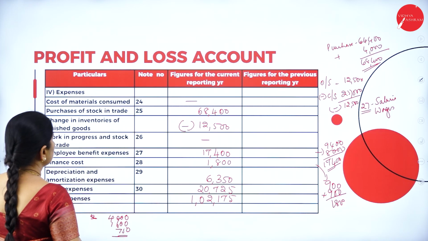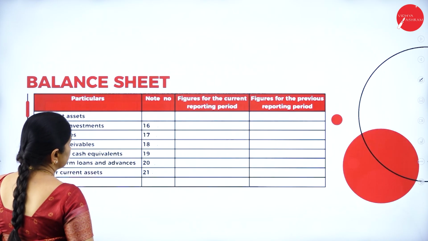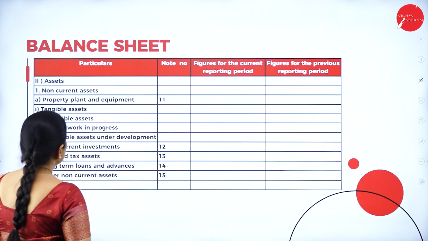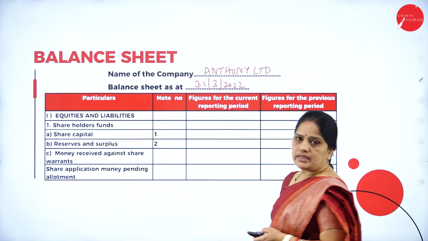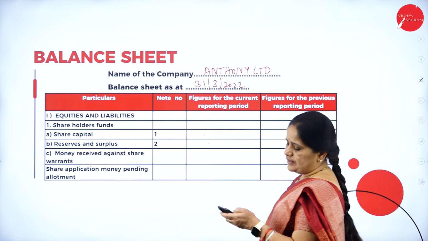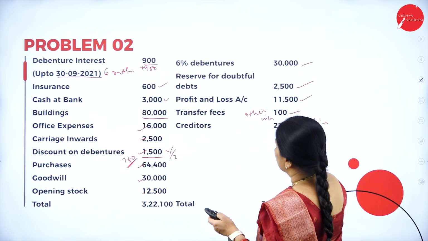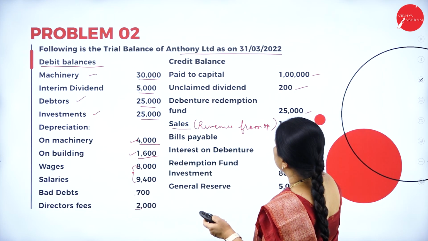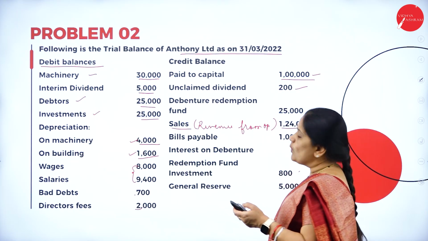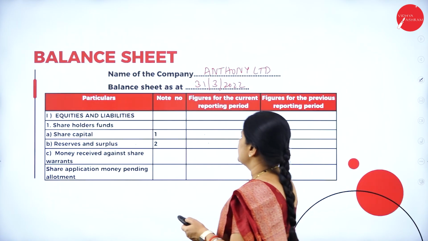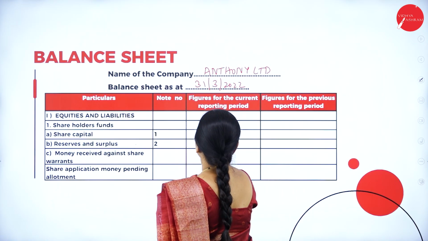Now the next thing we will have to complete the balance sheet here. So for the balance sheet we have the share capital. So what is the share capital given here? Share capital is given as 1 lakh. So I write the share capital as 1 lakh.